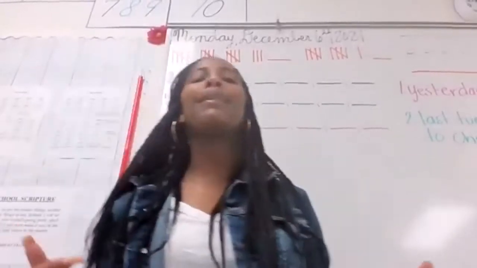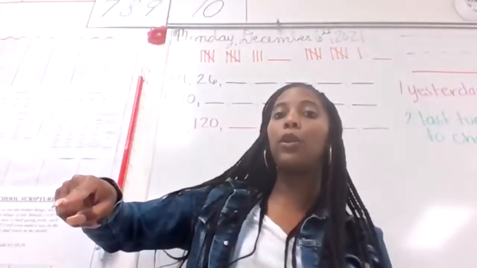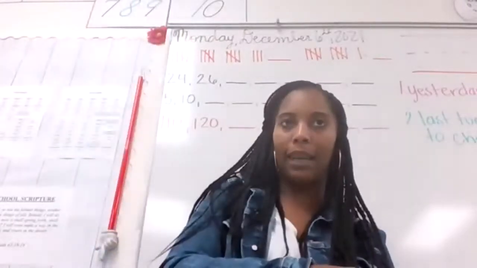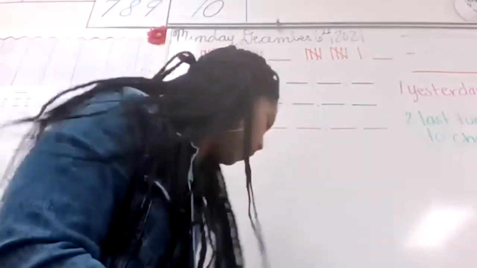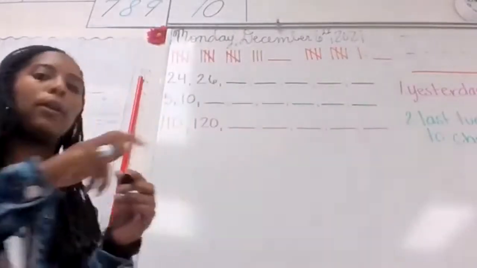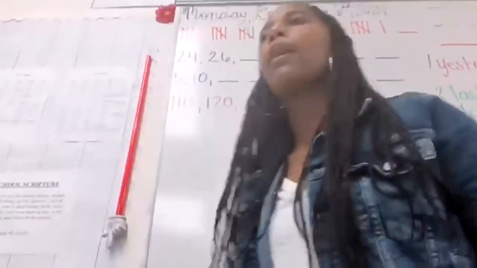So whenever you are marking tally marks, you always do 1, 2, 3, 4. But when you do your 5th one, you cross it diagonally. That's how you show that that's 5 total. That's a set of 5. So let's go ahead and count this up here. Would anyone like to count it for us, to help us out? Okay, Faith, let's go.